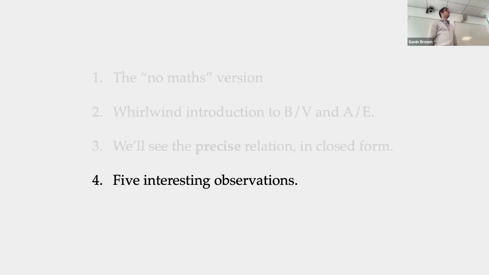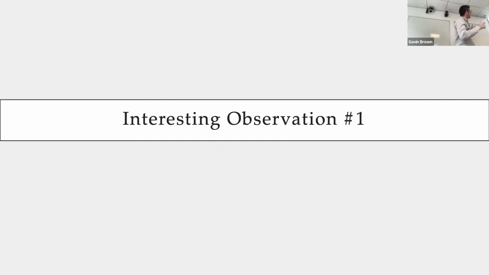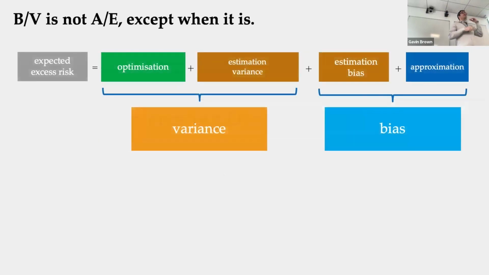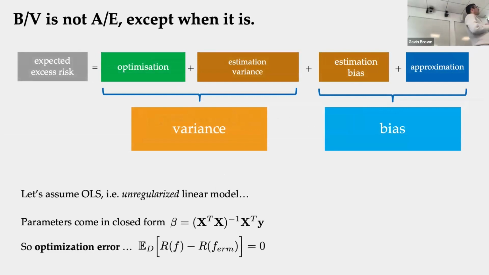Anybody else? Okay. So here's some interesting observations. 5 interesting things that once we made this connection, apart from the fact that it didn't appear in the literature already. Here's something interesting. So bias variance is not approximation estimation, except when it is. There's a paradox for you. So take an unregularized linear model. So that's OLS, ordinary least squares.